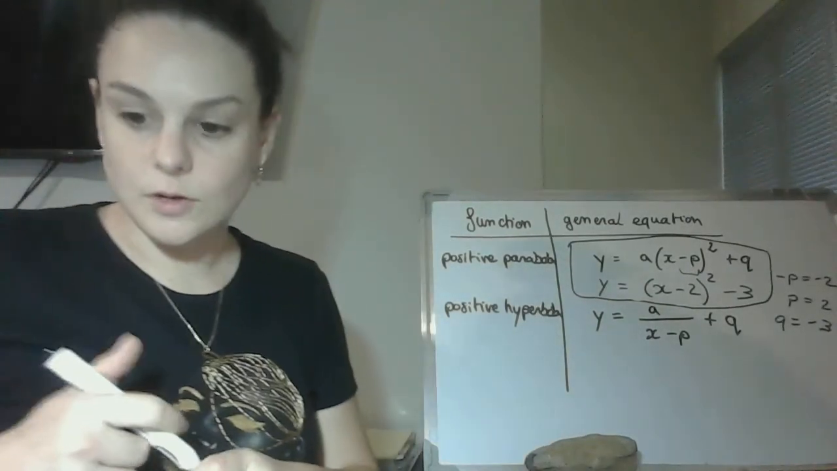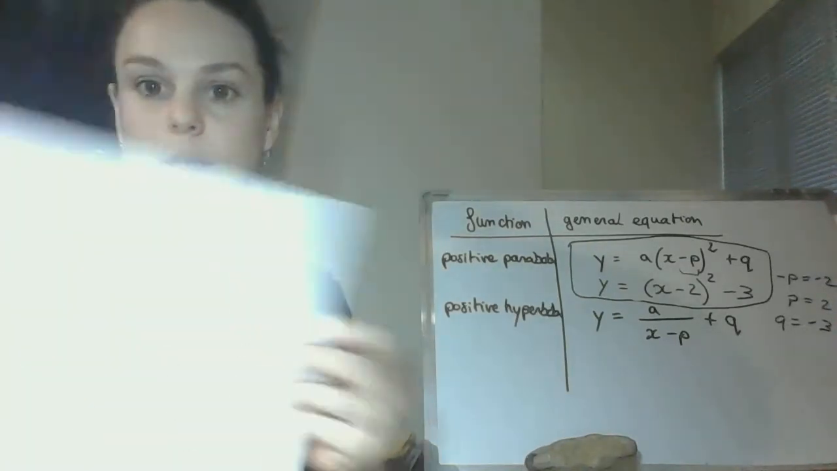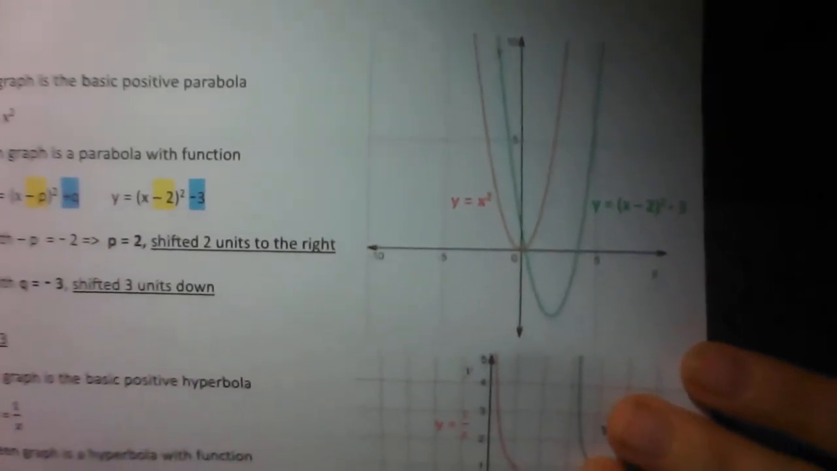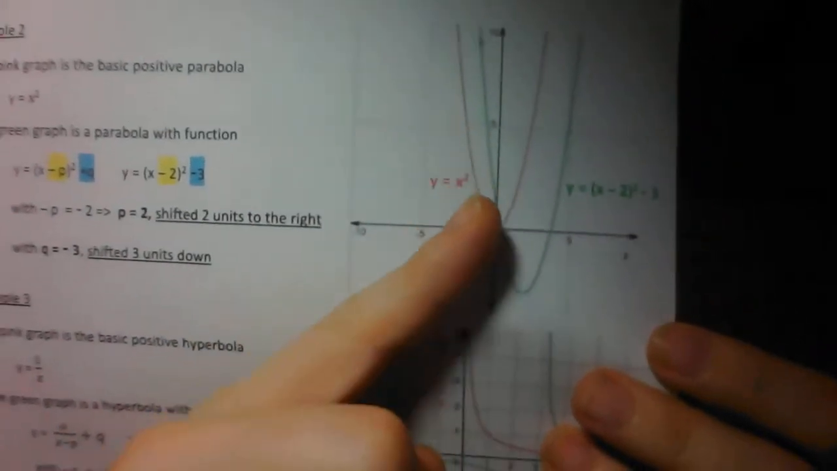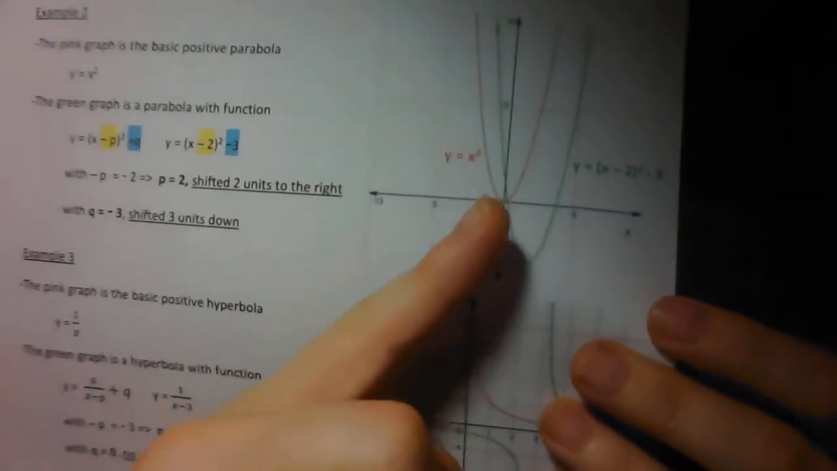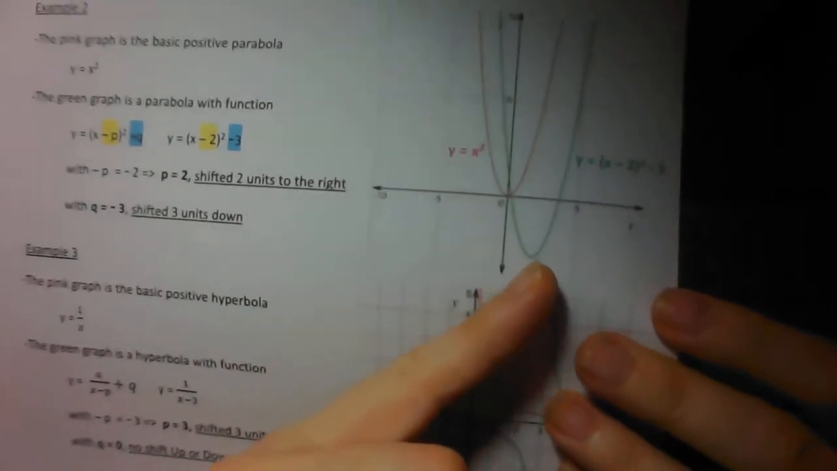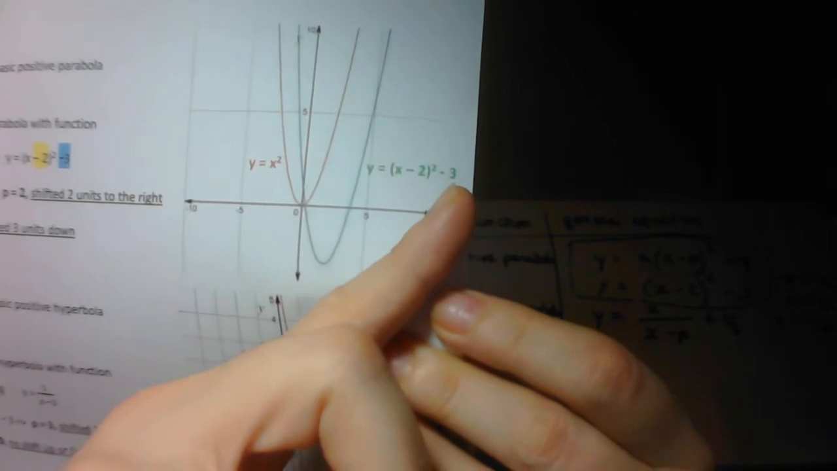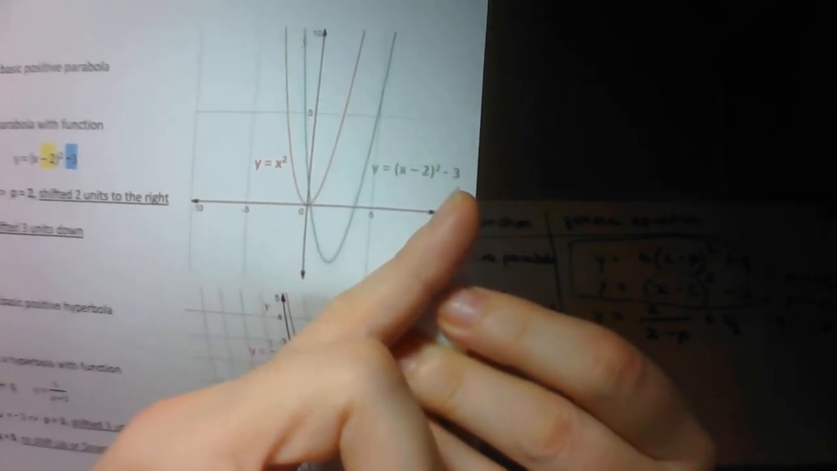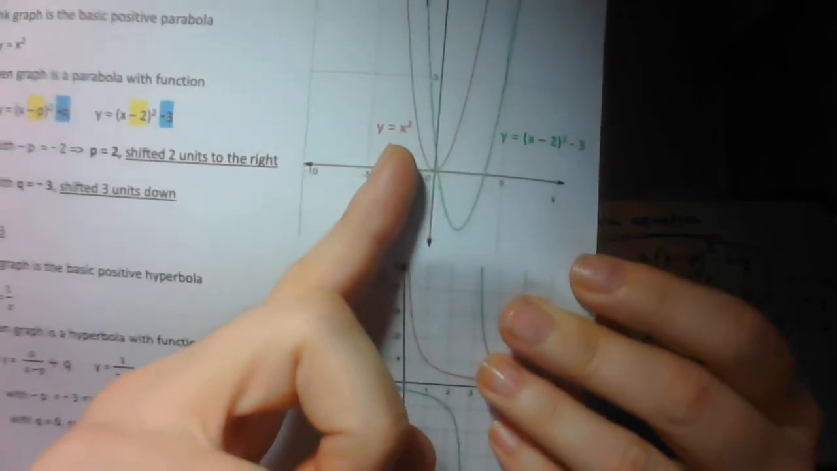Compare the two graphs on your diagram here. Can you see the pink is in the center and the green is shifted 2 units to the right and 3 units down. 2 right, 3 down. That gives you that new green one. So the minus p plus q shifts 2 units right, 3 units down, compared to the basic positive parabola. Alright.